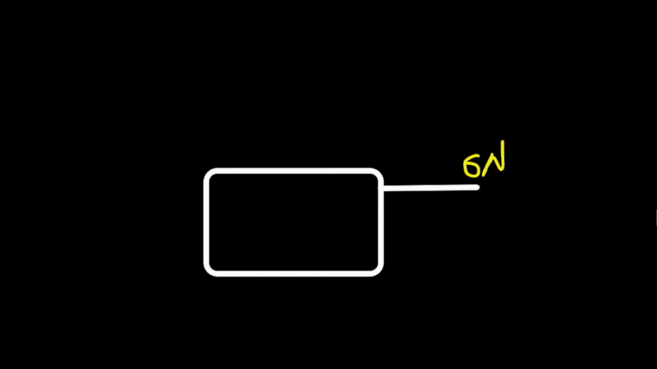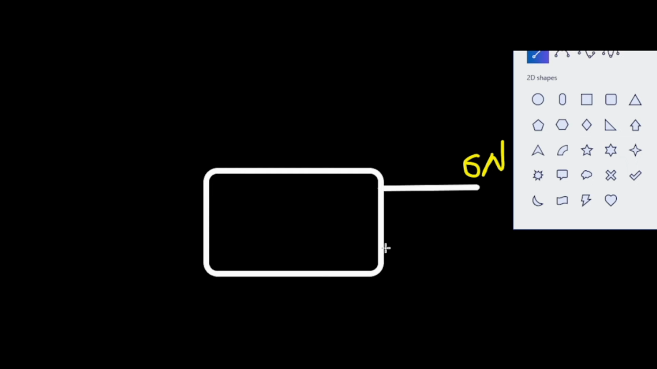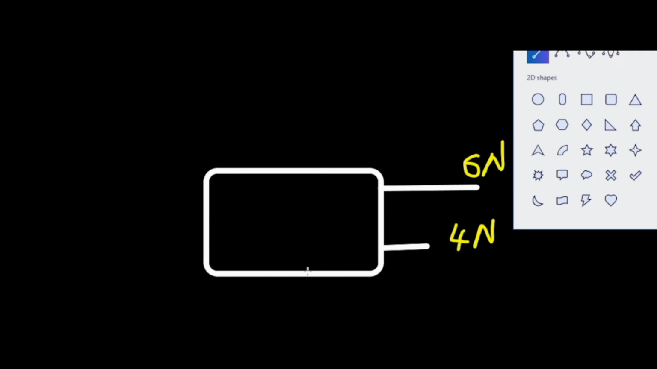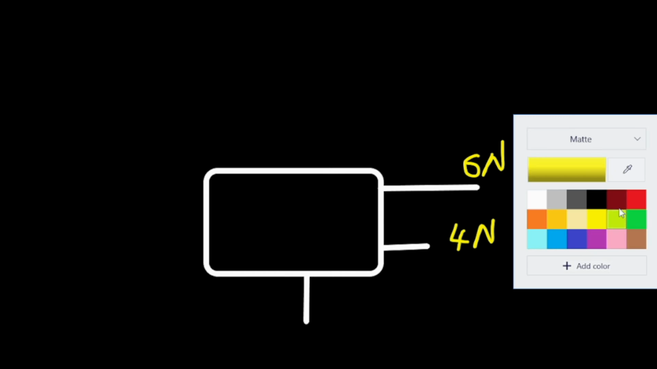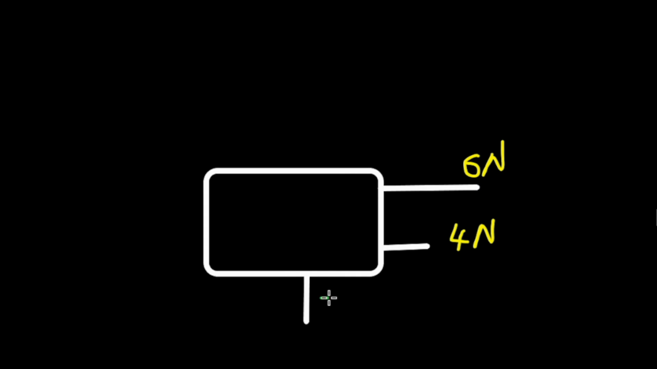And then let's say we had another force in the same direction of 4 Newtons. So 4 Newtons is smaller. So let's say we had another force in the same direction, 4 Newtons. And then what if we were given another force acting downwards on the box, and let's say this force was 5 Newtons. So since it's going down, let me use a different color. Let's say this was 5 Newtons.